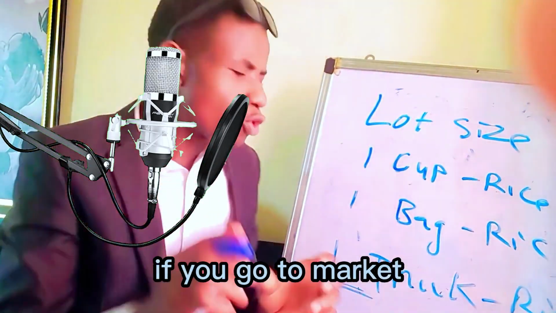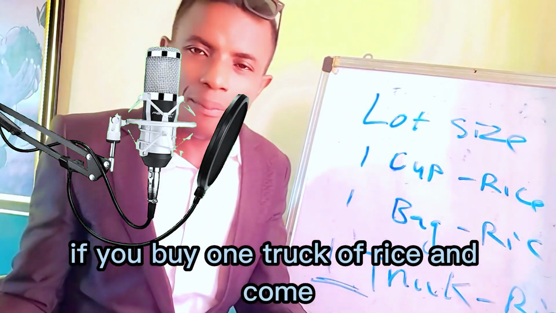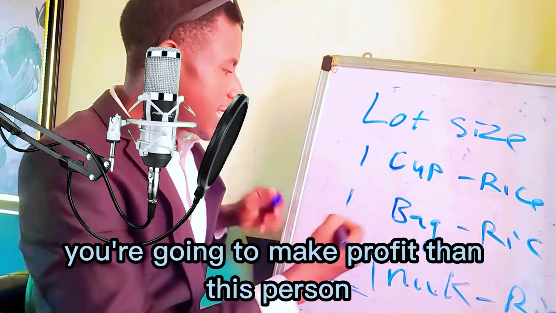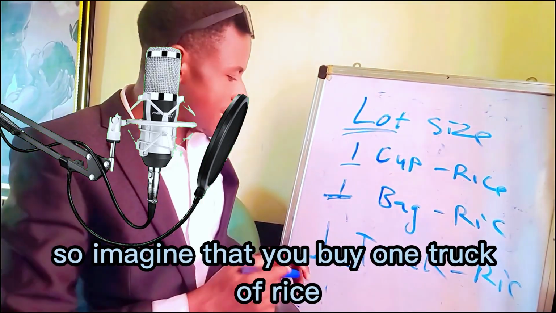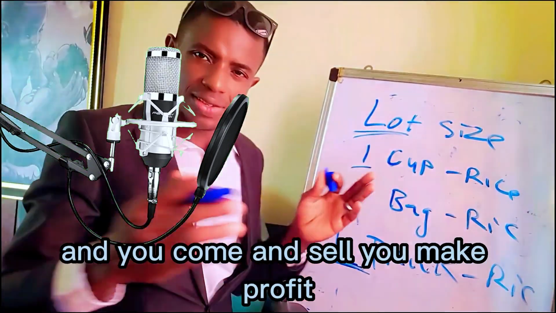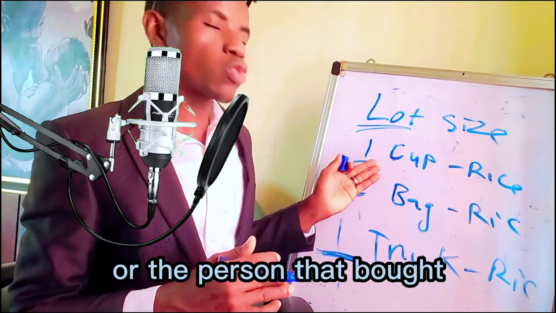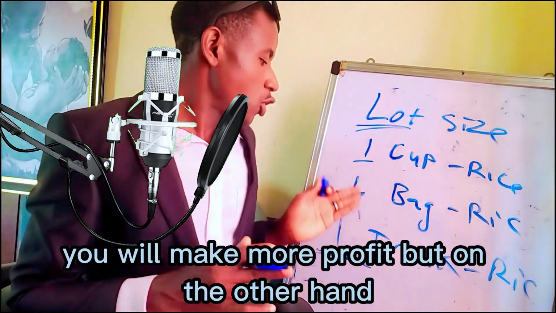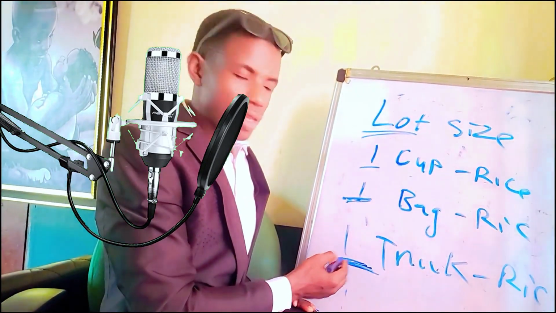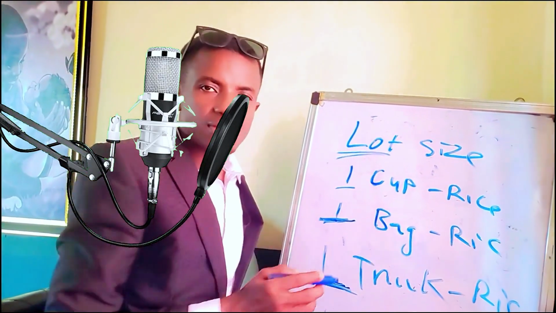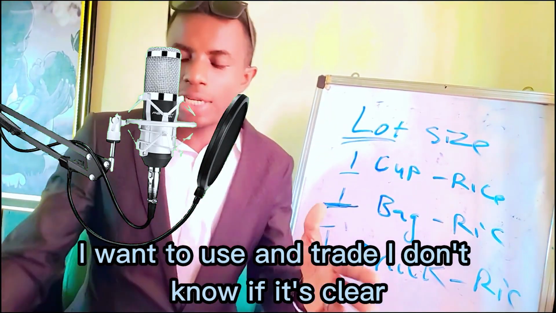So if you go to the market and you have money to buy 1 truck of rice, and you make sales, you're going to make more profit than this person. These are called lots. So imagine that you buy 1 truck of rice and you come and sell, you make more profit than the person that bought 1 bag, or the person that bought 1 cup or 1 jerrycan and sells at the same time. But on the other hand, what if you run a loss? You lose more money than this person. It's just the same understanding. So this is the amount that you say, okay, I want to use and trade. I don't know if it's clear now.